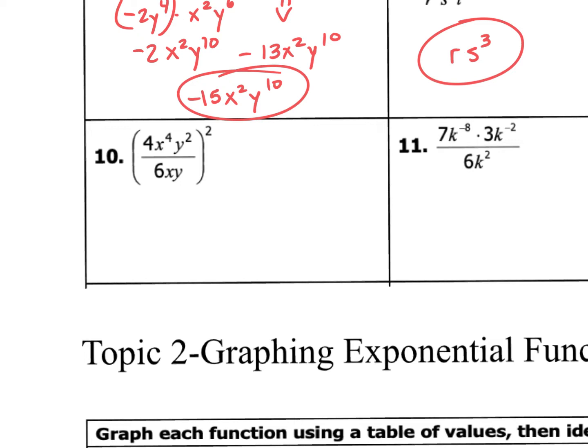So we've got 4 squared, which is 16. X to the 4th times 2, which is 8, and y to the 2nd times 2, which is 4, over 6 squared, which is 36, x to the 1st times 2, y to the 1st times 2. All right, so this will reduce by 4. 4 goes into 16 4 times, goes into 36 9 times, so 4 over 9. X to the 8th minus 2 is x to the 6th, and y to the 4th minus 2 is y to the 2nd.